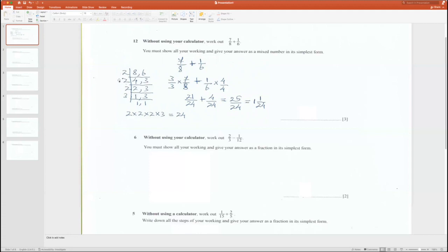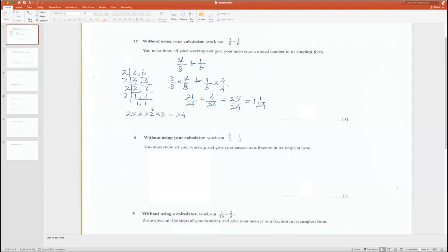We are starting from 2, then 4, 3. Again we can take 2, then this is 2, then 3 is not divisible. Again we can use 2, then 1, then the next prime number 3.